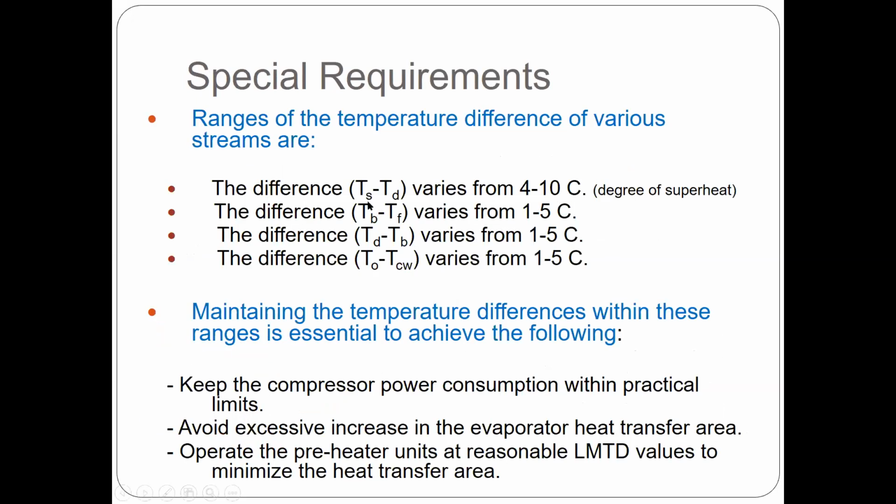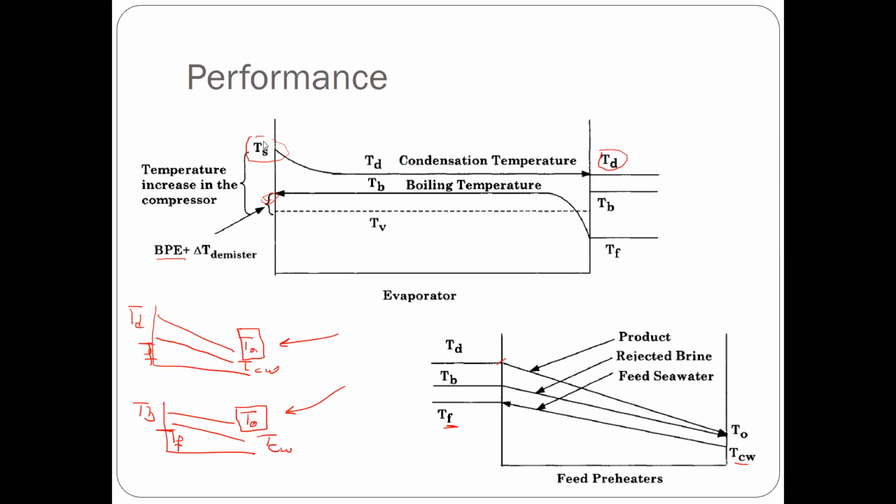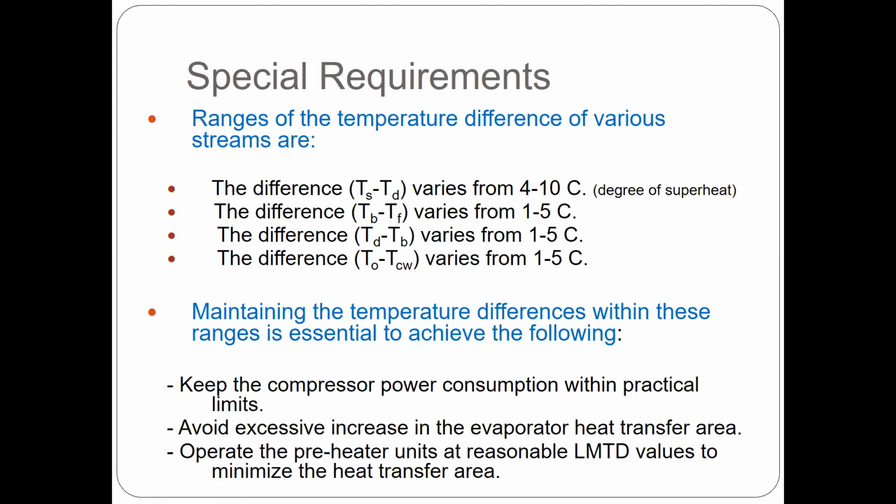Some of the design requirements for best performance are given here, that the degree of superheat is somewhere between 4 and 10 degrees centigrade. Here I'm talking about the difference between this TS and TD. This superheat is somewhere between 4 and 10 degrees centigrade. You don't need to increase it much, because if you increase it, then you are going to require higher power of the compressor, and that's not really something that we want, as we are already suffering from high power consumption. You don't want to increase it more.